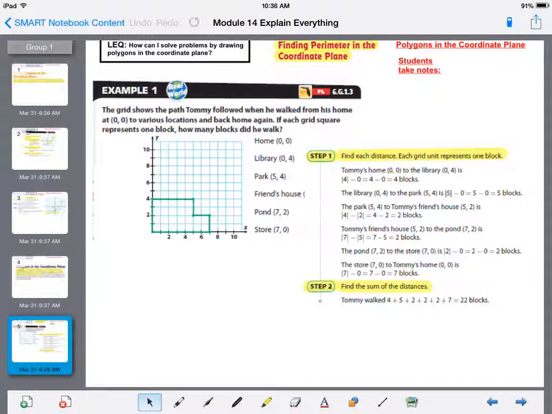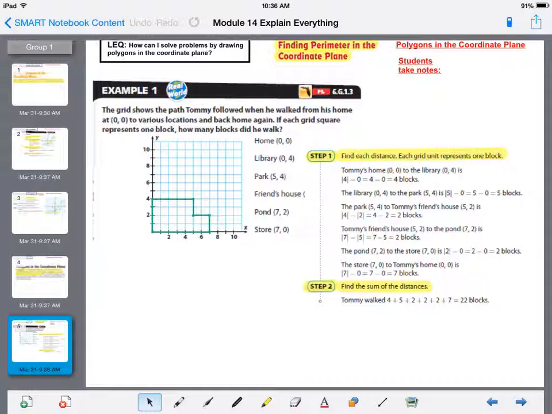When we are finding the perimeter in the coordinate plane, we would find each distance. Each grid unit represents 1 block, so perimeter is the outside, and unless stated otherwise, we would count it as 1. We would then find the sum of the distances.